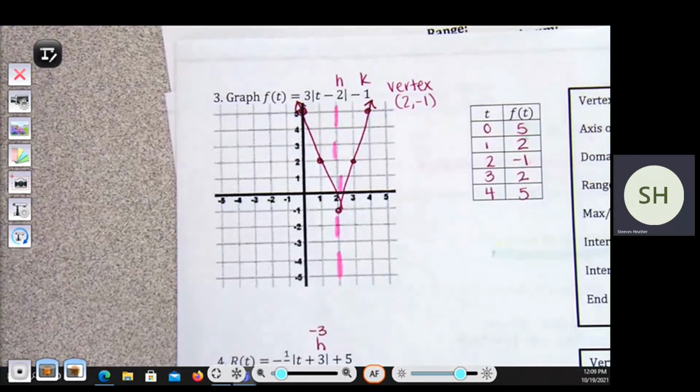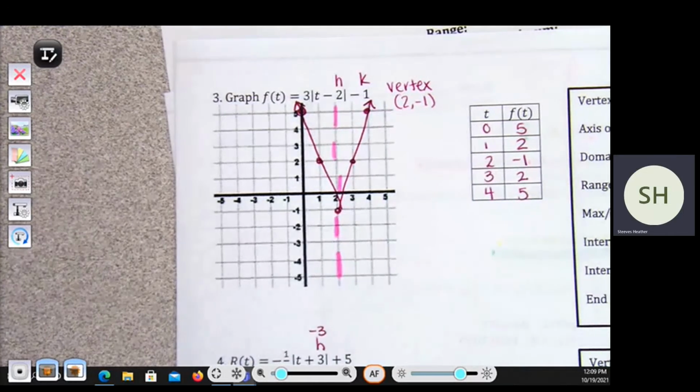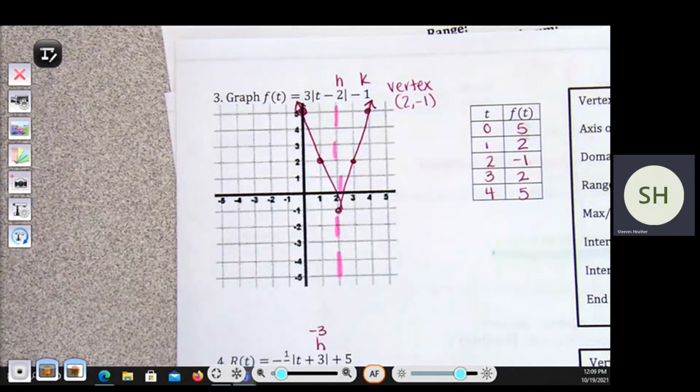Does anybody want to tell me what the vertex is? Nicole? 2, -1. Can anybody tell me the equation for the axis of symmetry? Nicole? X equals 2. What is the domain? Nicole? All real numbers. Okay, what is the range? Wyland? Y has to be greater than or equal to -1.